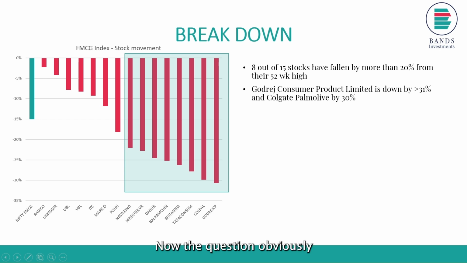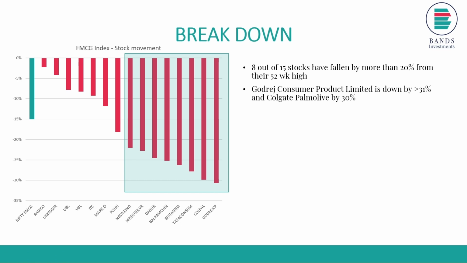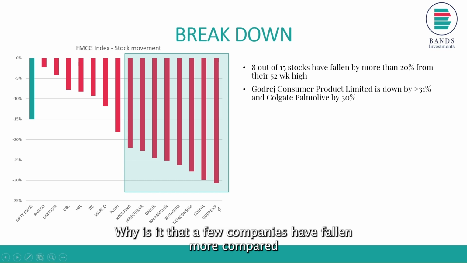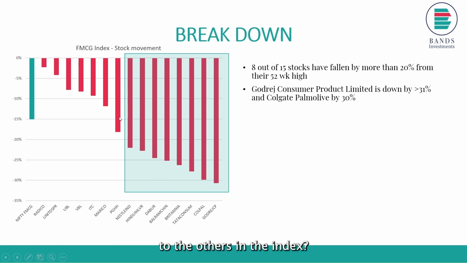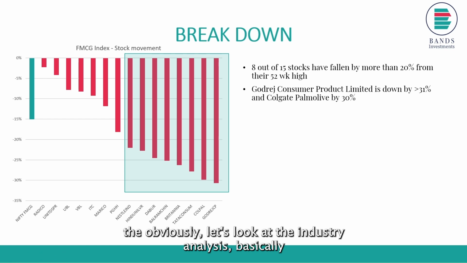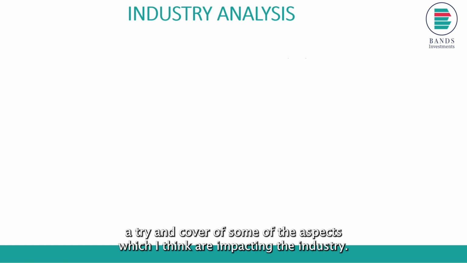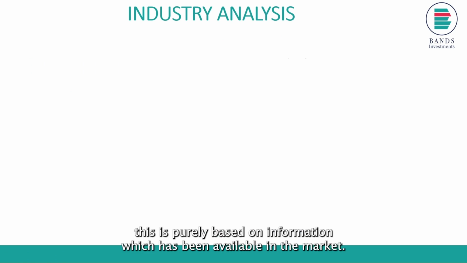Now, the question obviously which arises is, why do we see a difference in this trend? Why is it that a few companies have fallen more compared to the others in the index? And what is it that's driving the industry and what are the challenges they are facing? Let's look at the industry analysis basically and try and cover off some of the aspects which I think are impacting the industry. Again, this is purely based on information which has been available in the market.